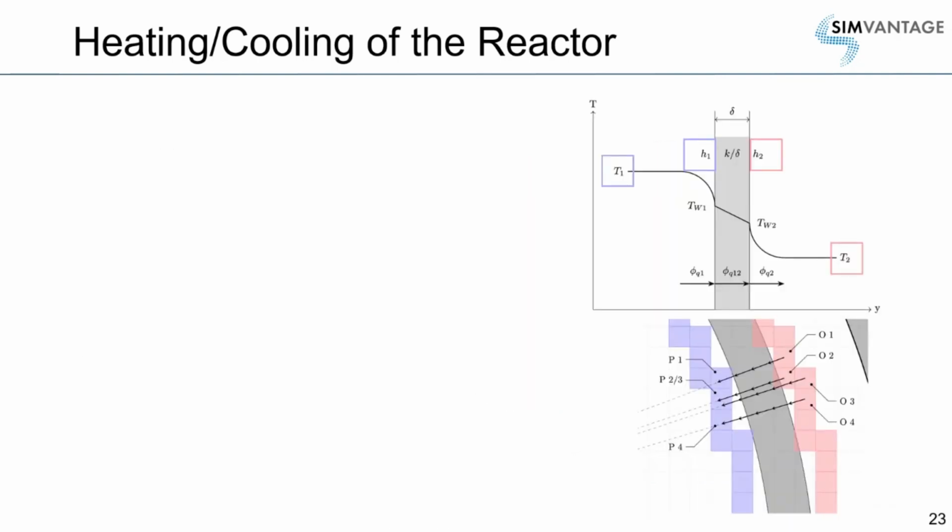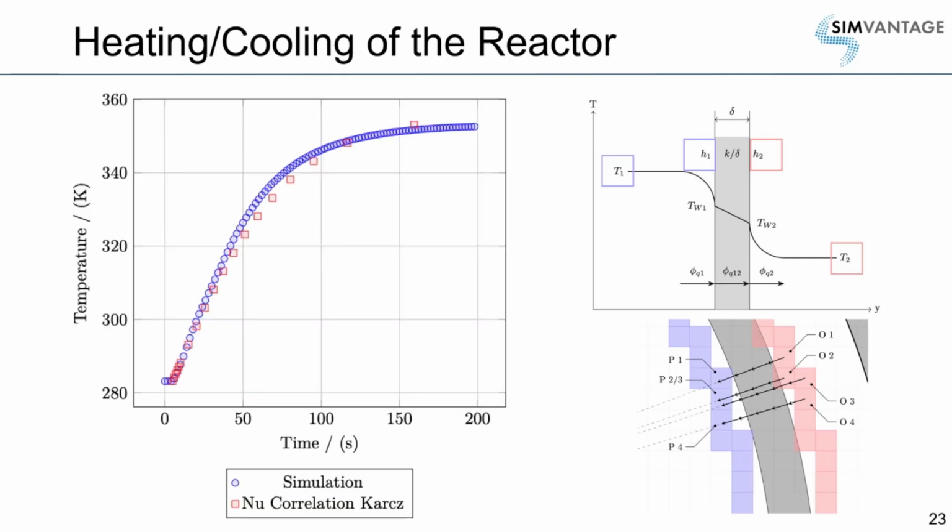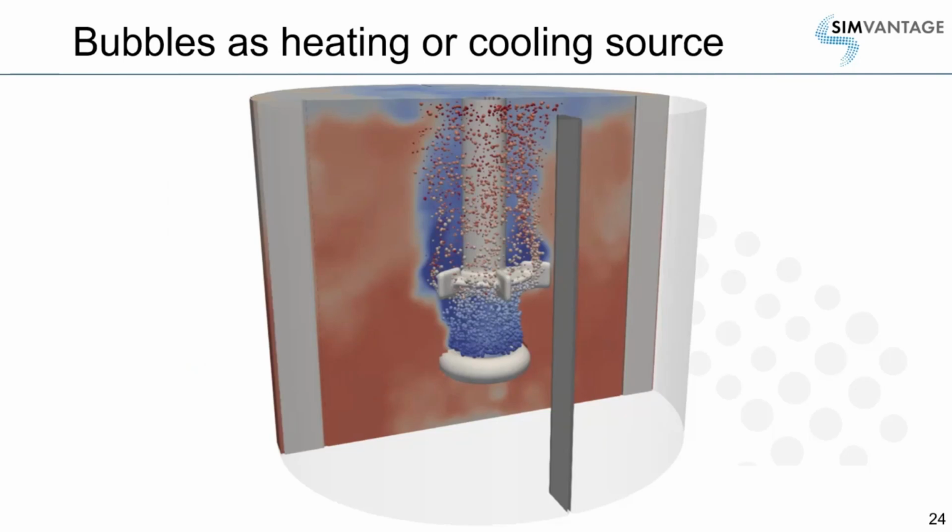And just as an example of how such an algorithm works, you have the bulk temperature in the jacket and in the reactor, and then the heat transfer coefficients H1 and H2 are calculated for both sides depending on the liquid flow field, and then the energy transfer is calculated from the jacket into the reactor content. You can compare this with experimental values and see that you have very good agreement in the heating up of a reactor.